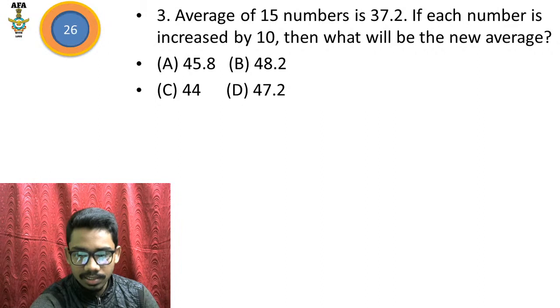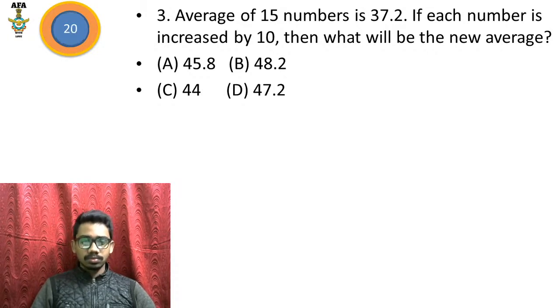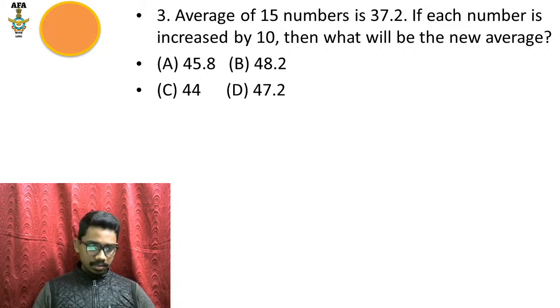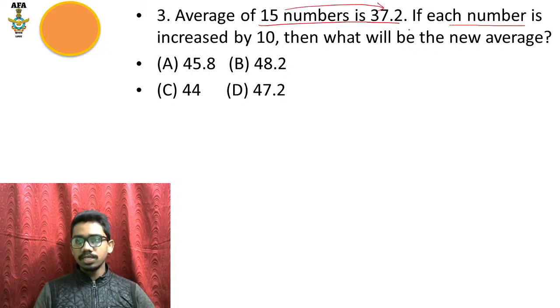What should be the correct answer, guys? Any answers for this question? Okay, guys. Average of 15 numbers is how much? 37.2. Average of 15 numbers is 37.2. If each number is increased by 10, then what will be the new average?